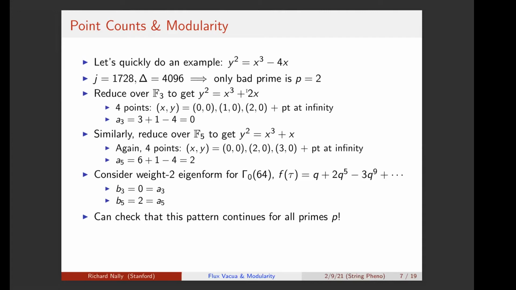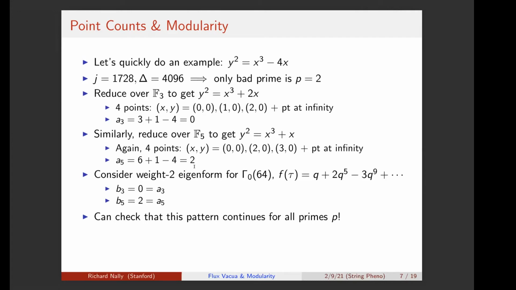And so if x and y can only be valued at 0, 1, and 2, there are 3 points that satisfy the equation: (0, 0), (1, 0), and (2, 0), plus the point at infinity. So we have 4 points. And so A3 is 3 plus 1 minus 4, which is 0.